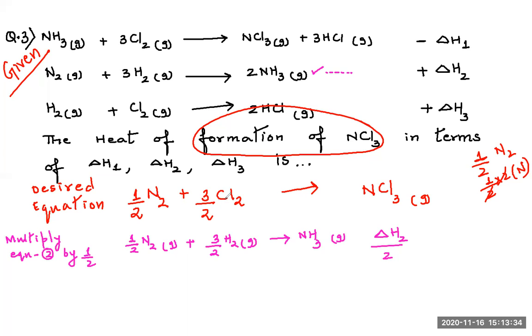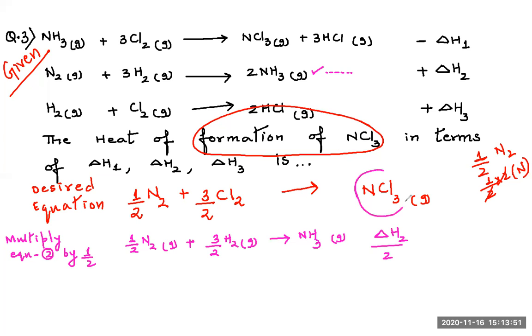Chlorine. Chlorine is in how many equations? It is in 2 equations, 1 and 3. Whatever is in more than 1 equation, just neglect it. Okay. What is the next thing I want? NH3? No, I want NCl3.